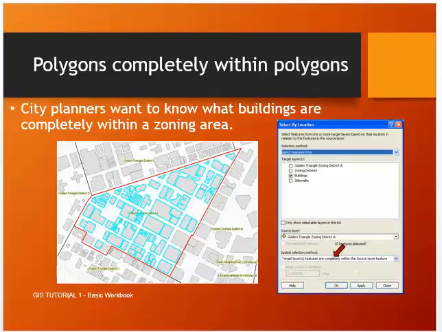This is another example. The city planner wants to know what buildings are completely within a zoning area. One point of caution when you are using polygons and polygons, the polygon must fall completely within your target area, and visibly it may appear to be, but if it's off by 1/1000th of a degree, it's not going to satisfy that selection criteria.